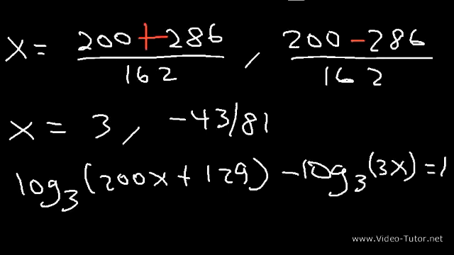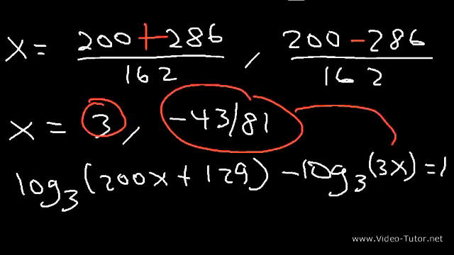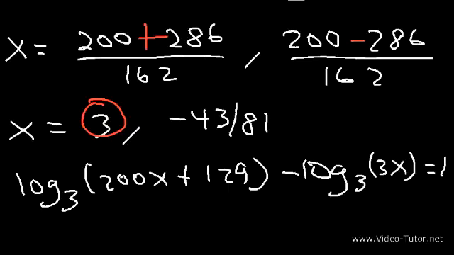You need to be mindful of extraneous solutions. You can never have a negative number inside a log. It does not exist. If you type in log negative 5 in your calculator, you'll see a math error come up or something. So 3 is a positive number. If we plug it into 200x plus 129 or 3x, both results will be positive. If we plug this in into 3x, it's going to be negative. So this is an extraneous solution. So the answer is x is equal to 3.